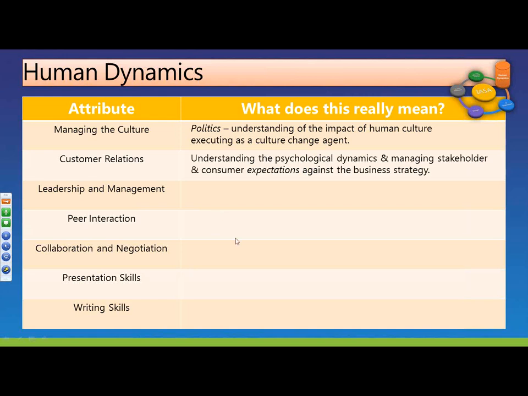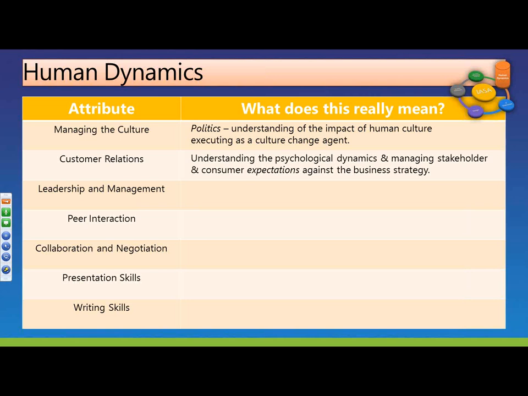Customer relations, understanding the psychological dynamics and managing stakeholder and consumer expectations. There's a book called Groundswell that talks about managing multiple stakeholders, and they call it scenario design. The idea is that if I'm building a web page for somebody that wants to support it with ads, I have multiple stakeholders. I've got the people that are building the web page trying to do something. I've got the people that want their ads to take up the whole screen, and I've got the consumers who don't want to see any ads at all. So I've got three people in contention with each other.